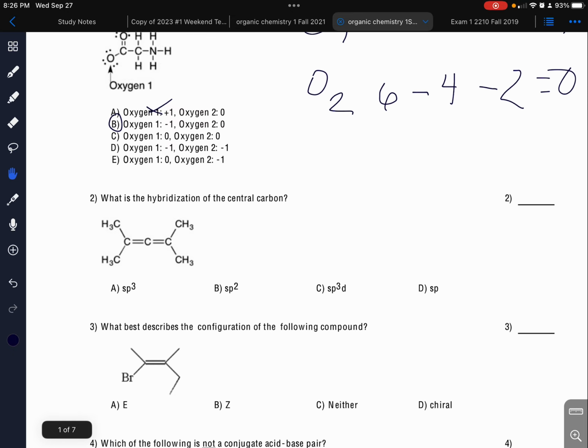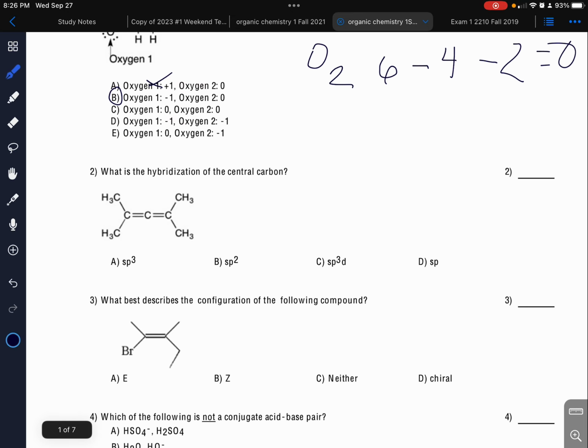What is the hybridization of the central carbon? This is the central carbon. That central carbon is only bound to 2 things. That makes it sp. What best describes the configuration of the following compound? I'm looking, my Br and my largest group here are on the same side. That makes it Z.